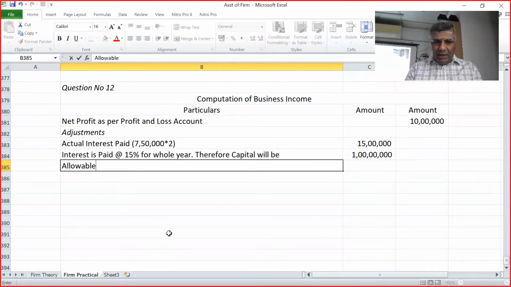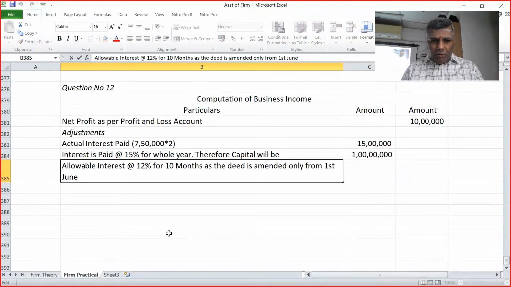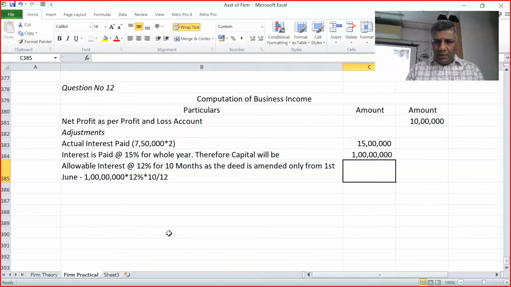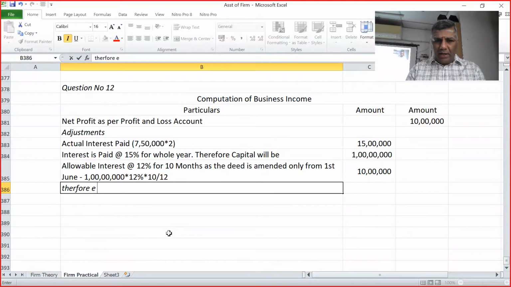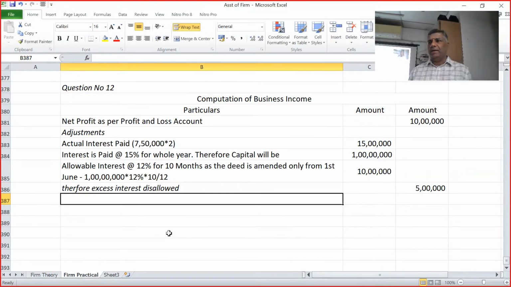Allowable interest is at the rate of 12% for 10 months, as the deed is amended only from 1st June. So what do we do? It will be 1 crore into 12% into 10 by 12. Therefore, excess interest disallowed will be 5 lakhs.